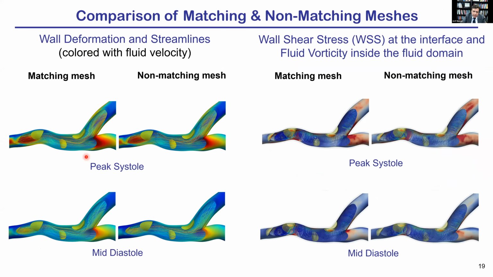This slide shows some snapshots between matching and non-matching meshes: wall deformation and streamlines at peak systole and mid diastole. Here we are looking at wall shear stress at the interface and fluid vorticity inside the fluid domain for matching and non-matching meshes, at peak systole and mid diastole.